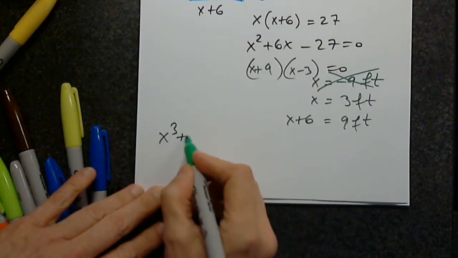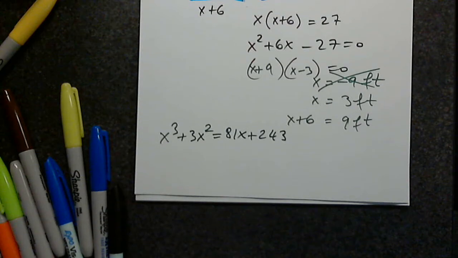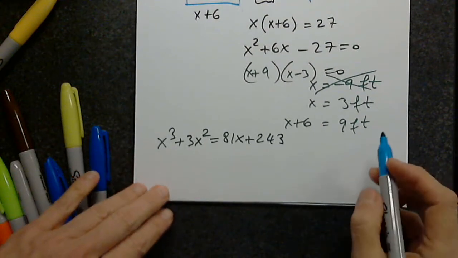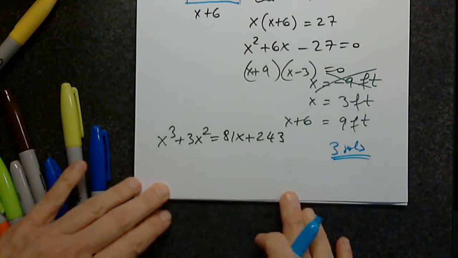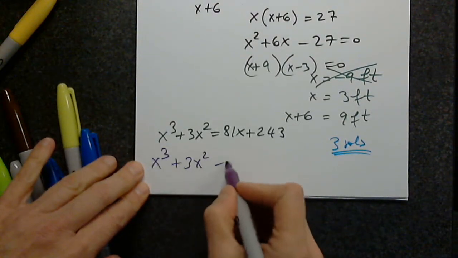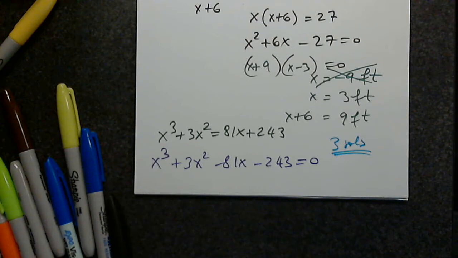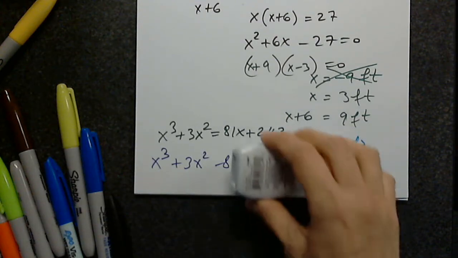So this is x cubed plus 3x squared equals 81x plus 243. Again, I'm asking myself, what type of equation is it? It is polynomial. Degree? 3. How many solutions do I have to find? 3 solutions. What do I have to do in this case? Set equals 0. Awesome. x cubed plus 3x squared minus 81x minus 243 equals 0. How many terms? 4. Perfect. And what is the only method for 4 terms? Thank you very much. Awesome.